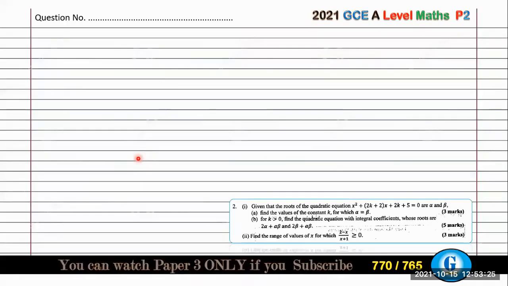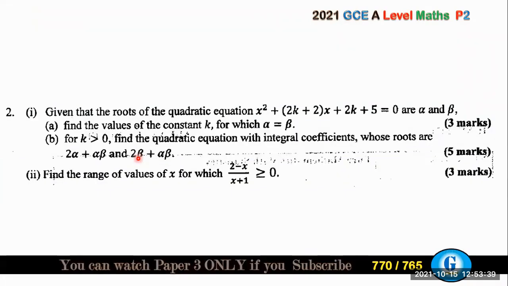So this is question 2. It reads, given that the roots of the quadratic equation x squared plus (2k + 2) into x plus (2k + 5) equals 0 are alpha and beta. A, find the values of the constant k for which alpha equals beta.